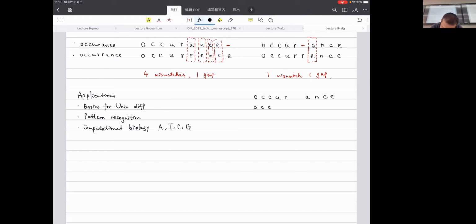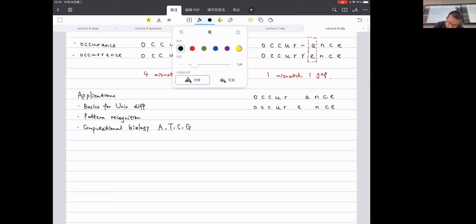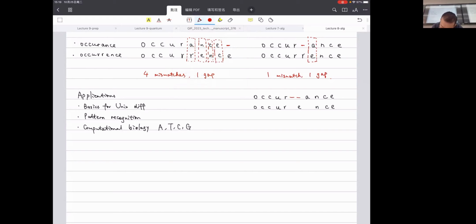And for the second line, maybe we can do this. There are two spacings for the first occurrence, and for the second row, we also have two spacings at different positions. So for this example, we know that there is 0 mismatch, because as long as both lines have letters, they are matched. But for this example, we have 3 gaps. So this is something we want to notice.